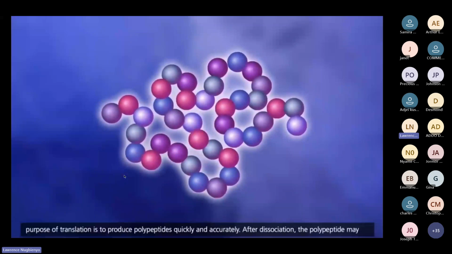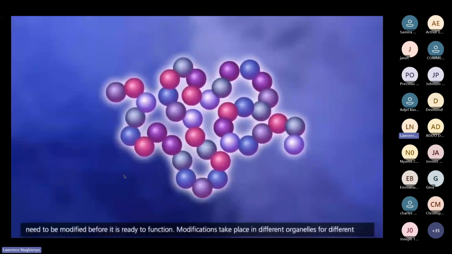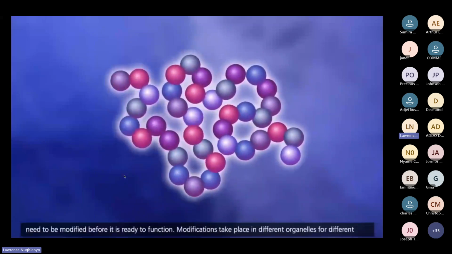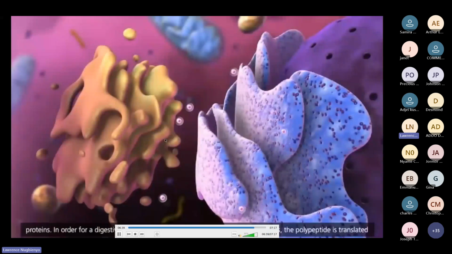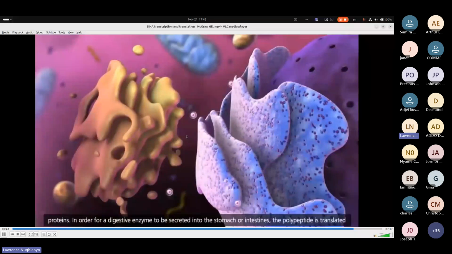After dissociation, the polypeptide may need to be modified before it is ready to function. Modifications take place in different organelles for different proteins. In order for a digestive enzyme to be secreted into the stomach or intestines, the polypeptide is translated into the endoplasmic reticulum, and modified as it passes through the Golgi.